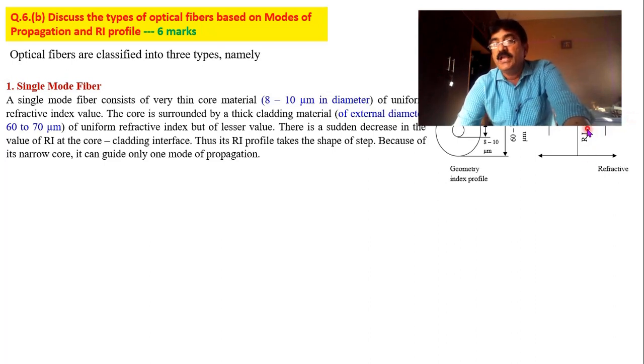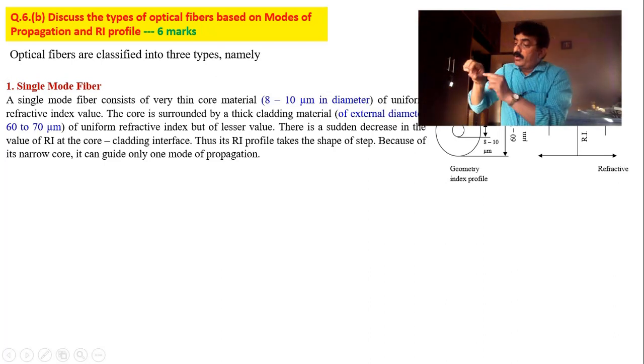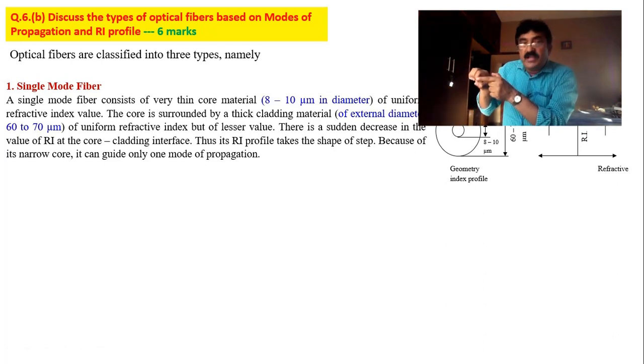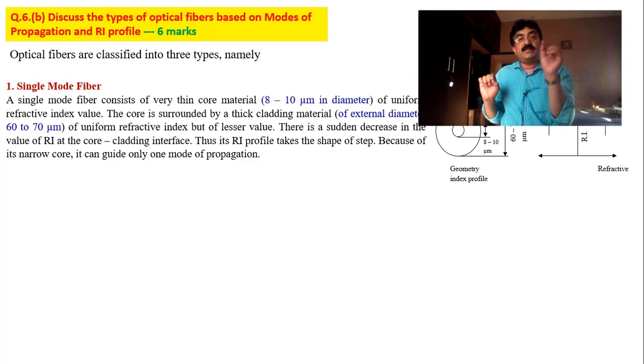I hope you are getting it. Refractive index of clad is less, let us say 1.45, whereas core it is 1.55. 1.55 is more, but over how much area? Over a small area. How much distance? Over a small distance. Because the core is so small, it cannot support too many signals to propagate. Therefore, it is called single mode.